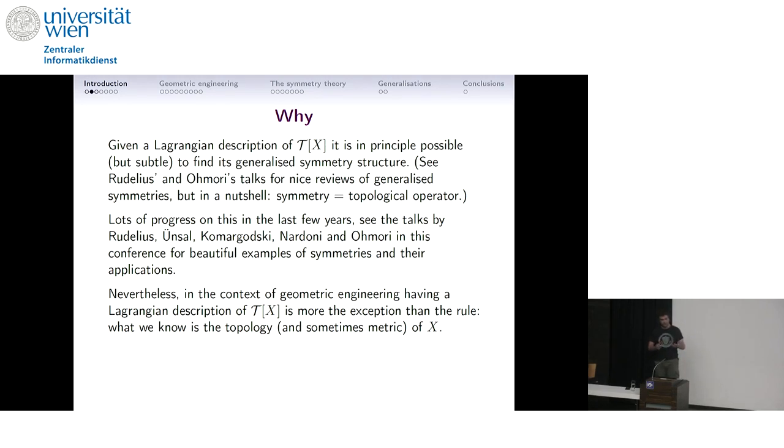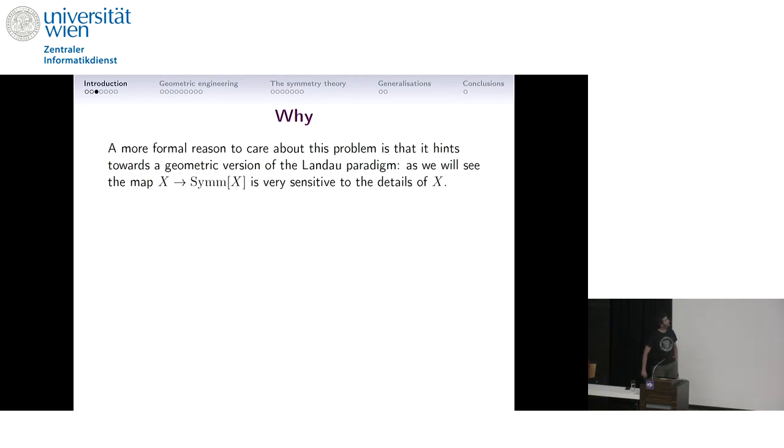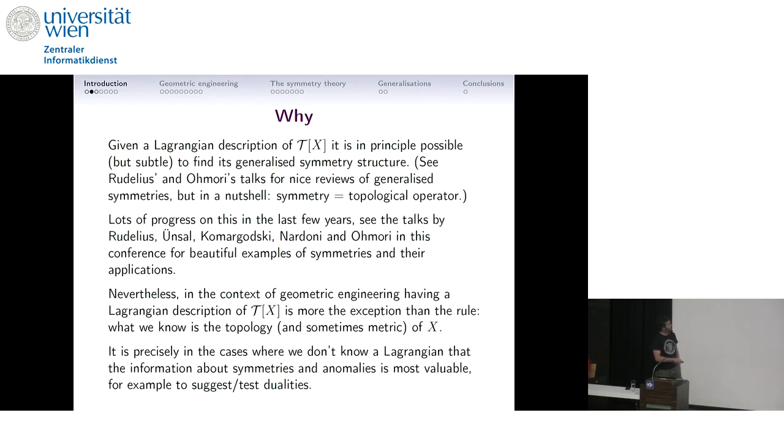But I want to go in a slightly different direction, because when you're doing geometric engineering in string theory, having a Lagrangian description of your quantum field theory is a luxury that you very often don't have. You know the geometry, but you don't know the Lagrangian. And it is precisely in the cases that you don't know the Lagrangian that the symmetry information is the most important, because very often you don't know almost anything about the theory. So having the symmetries is an excellent first step. So for example, you can use the symmetries to suggest ideas for dualities or to test dualities if you have some ideas.